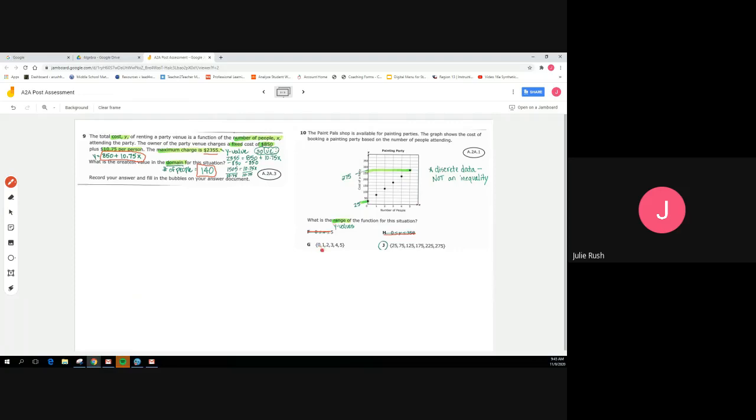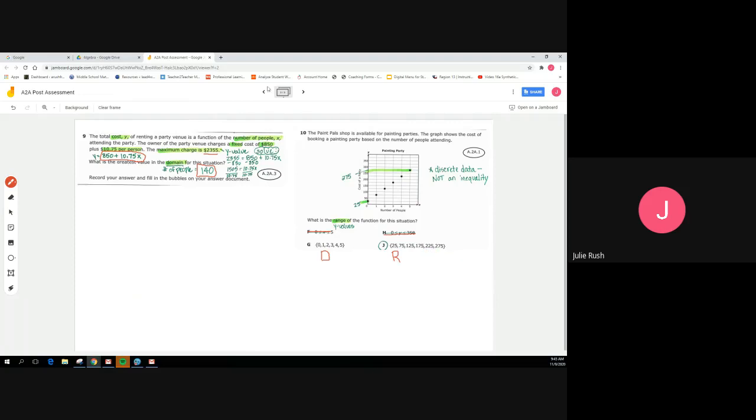And if I look here, 0, 1, 2, 3, 4, 5, these are my domain values. And then the corresponding values over here for J are the range values. So you should have picked J, 25, 75, 125, 175, 225, and 275.